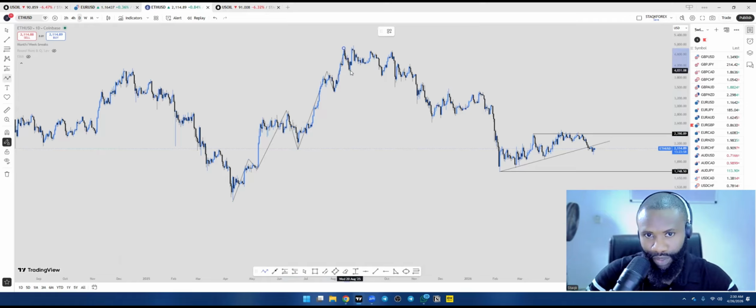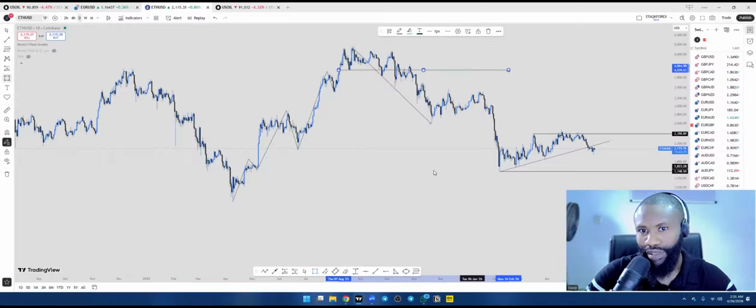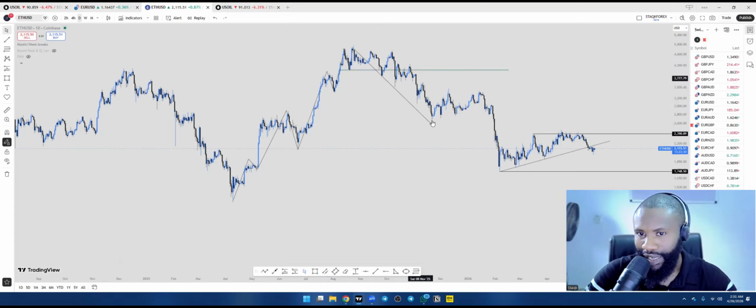Then we have a pullback here. Price pushed to create another high, and it became what? Equal highs. Then instead of that, price stopped here and what? Broke out. So now what happens? Here is our recent lows. Are you getting me? Then price started creating what? A series of lower highs and higher highs, lower highs and higher highs. Now we have another break of structure here.